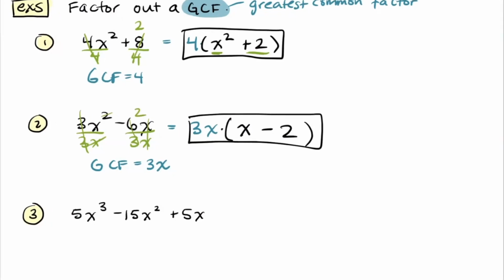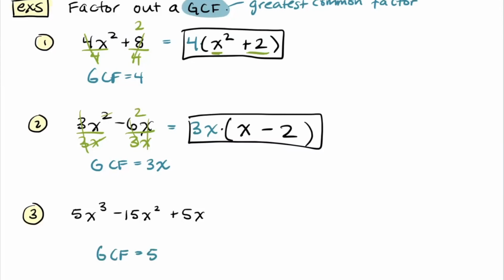Okay, in example 3, we have 5x cubed minus 15x squared plus 5x. So we have 1, 2, 3 terms here. I know I gave you strategies for factoring something with 3 terms, but right now we're just looking at GCFs. So you look at the numbers first, just like in the previous 2 examples: 5, 15, and 5. Of course, 5 divides all of those, and that's the biggest thing that goes into all 3 things.